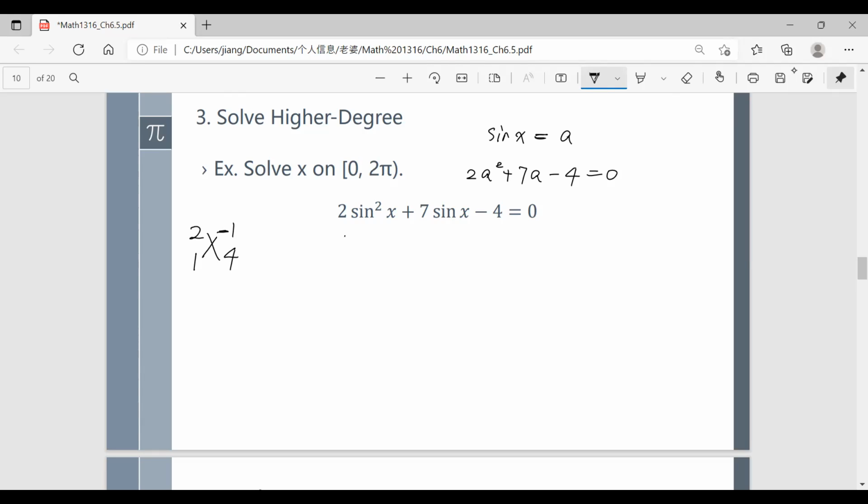So 2 times 4 is 8. 8 minus 1 is 7. So I got 7 here. I can write it down like 2 times sine x minus 1 times sine x plus 4 equals 0, or you can use a, it doesn't matter. That means this expression equals 0, or this one equals 0. That means 2 times sine x minus 1 equals 0.